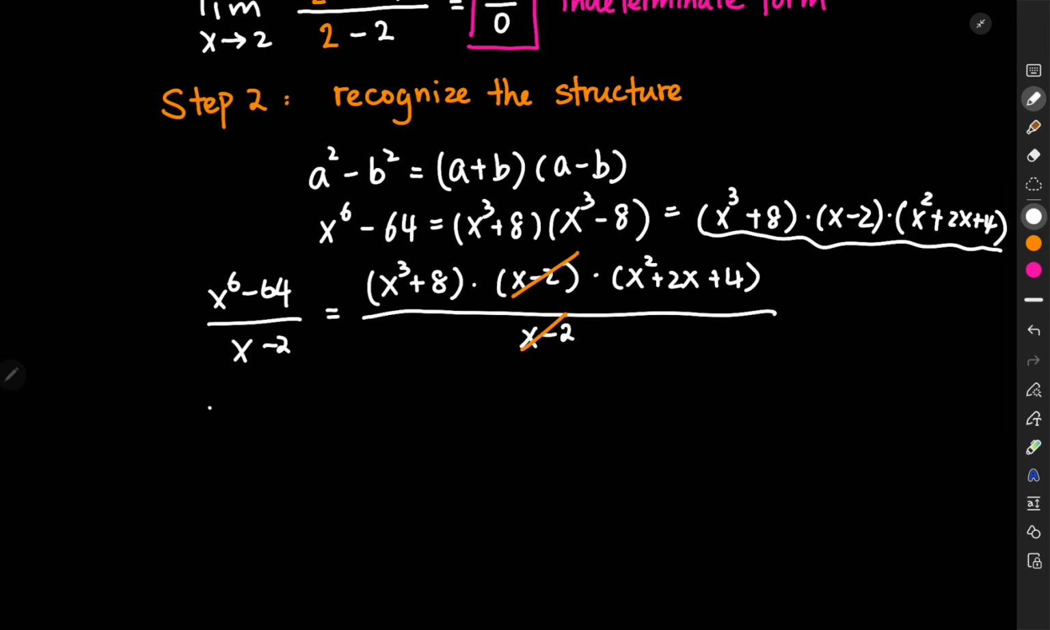And now our limit question becomes the limit as x goes to 2, and our equation becomes x to the 3rd plus 8 times x squared plus 2x plus 4, which is these two parts over here.